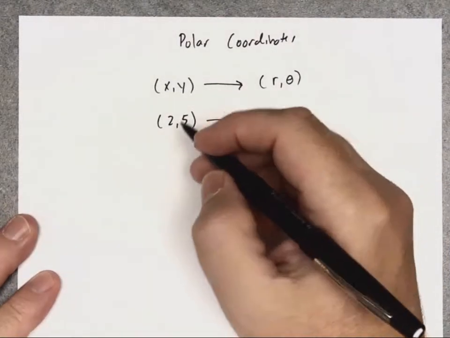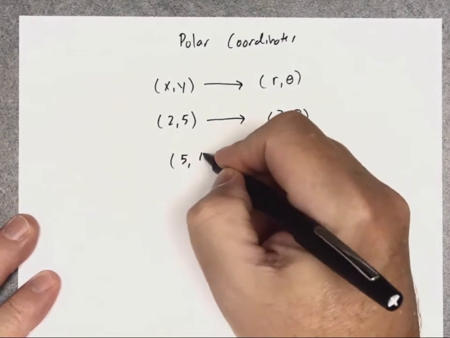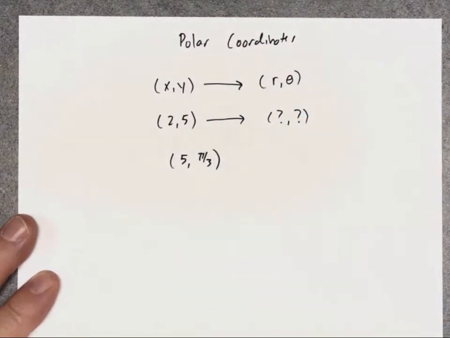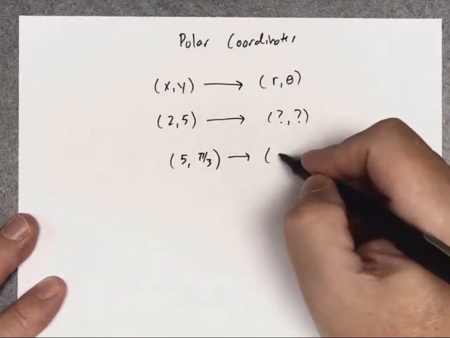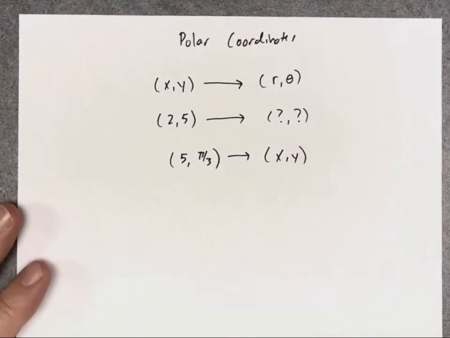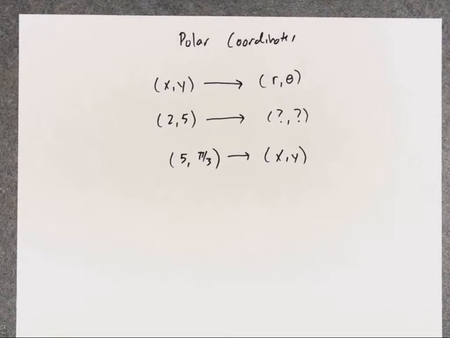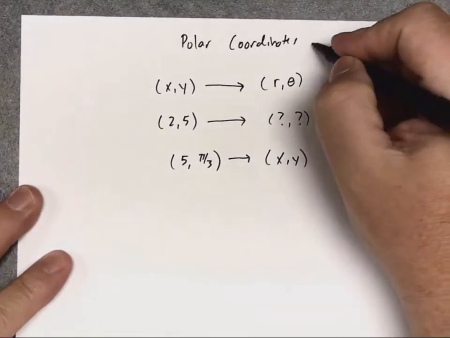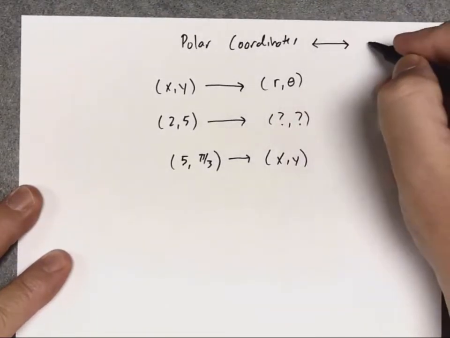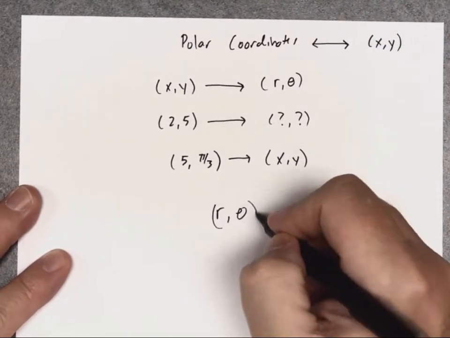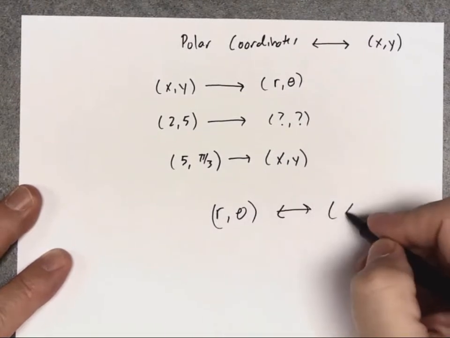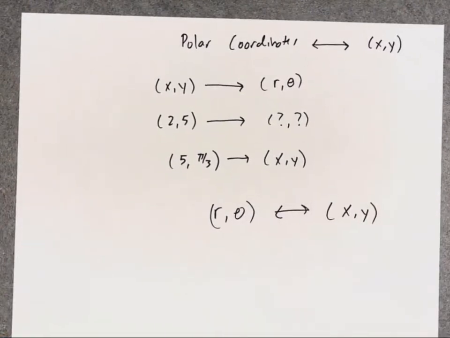And likewise, they will want to take a point written in polar coordinates and rewrite it as an x and y value for that point. So basically, you could think of this as going back and forth between polar coordinates and xy coordinates.